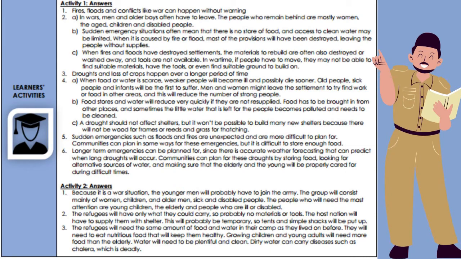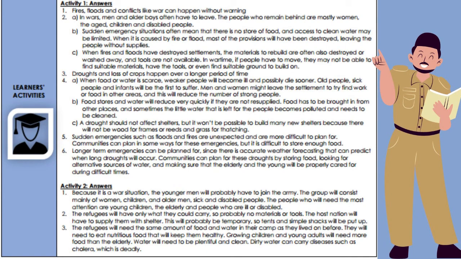B. Food stores and water will reduce very quickly if they are not resupplied. Food has to be brought in from other places, and sometimes the little water that is left for the people becomes polluted and needs to be cleaned. C. A drought should not affect shelters, but it won't be possible to build many new shelters because there will not be wood for frames or reeds and grass for thatching.